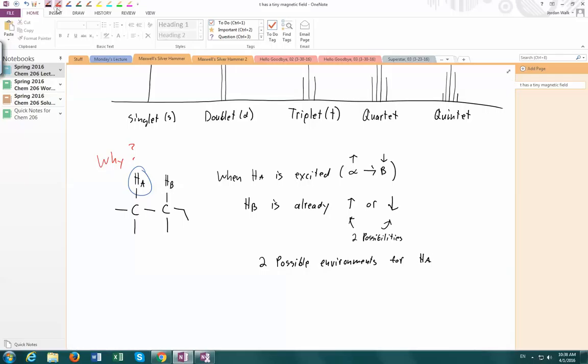And so because there are two possible environments for HA, what we end up seeing is two peaks. Basically, our signal corresponding to HA has been split into two peaks because there's a neighboring nucleus that is going to give it a different environment based on whether it is spin up or spin down. So in this case, what we would see is a doublet for HA. It's a doublet because HA exists in two different environments because of that signal splitting caused by HB.